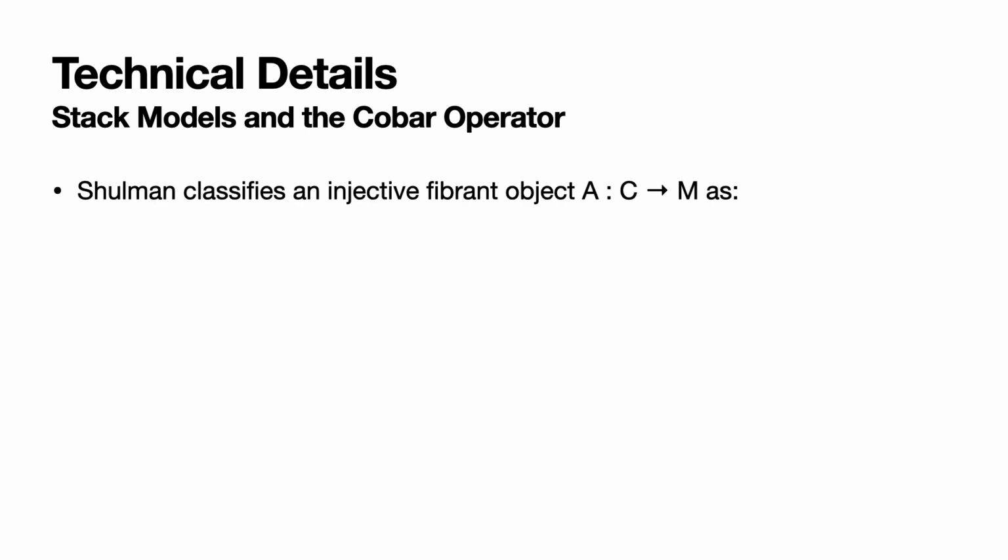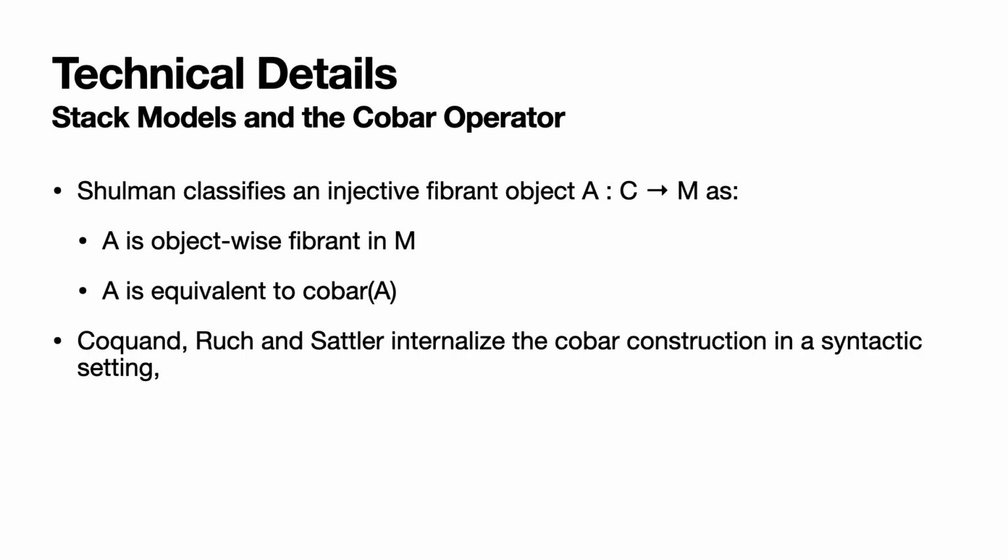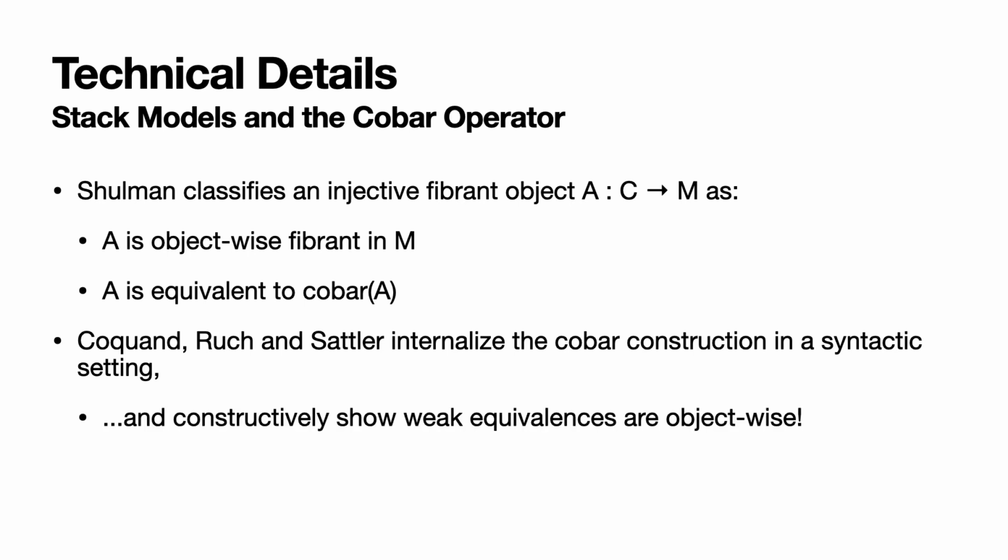So now, thinking about the injective model structure, we're going to take advantage of how Mike Shulman classifies an injective fibrant object. So it's this functor A, C to M, is a fibrant object if it is object-wise fibrant in the model category M, and it is equivalent to its cobar, where cobar is a pointed endofunctor that acts on these functors. So Cavallo, Riehl, and Sattler have internalized the cobar construction in a syntactic setting and have actually constructively shown that weak equivalences are object-wise weak equivalences, which is precisely what we need.